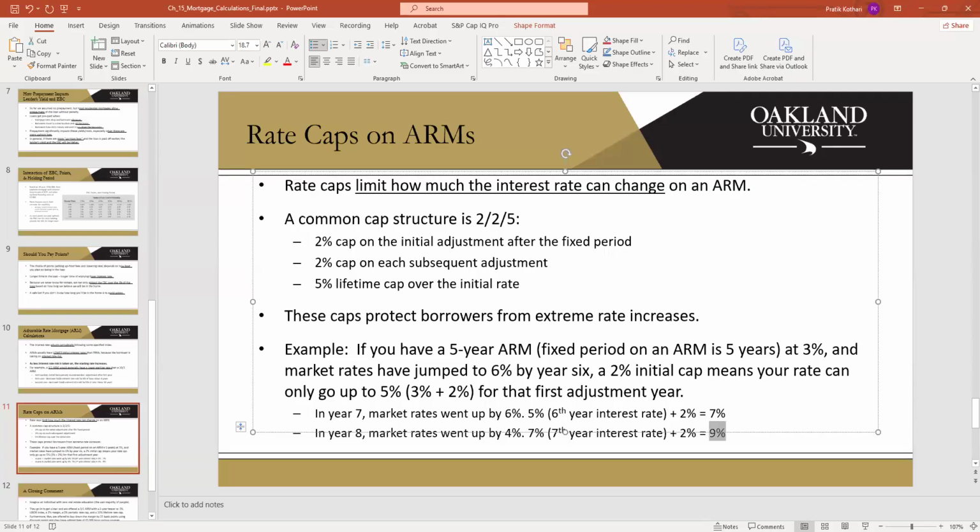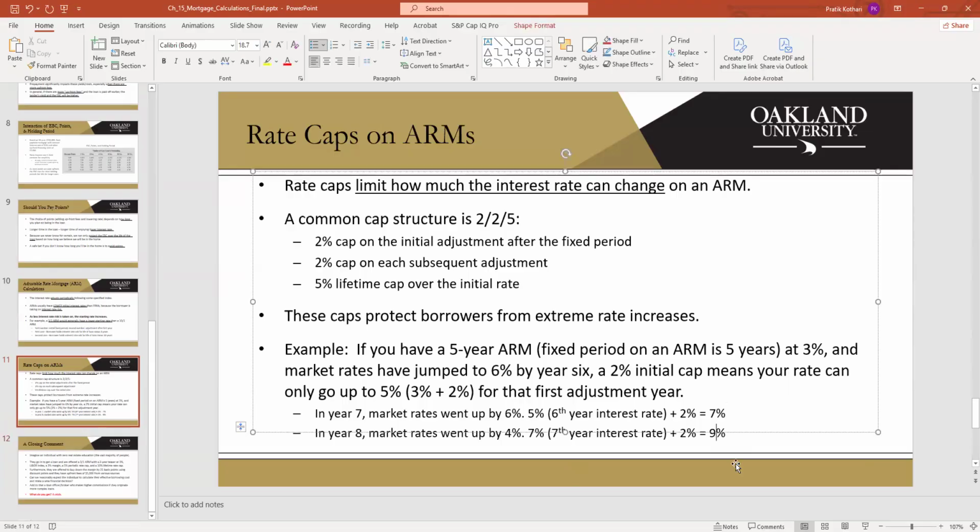But hold on a second. That means that I started off at 3% and now my rate is 9%. That doesn't make sense, because my rate can only increase over the term of the loan by 5% over the lifetime, right? So another cap will hit here and this will come down to 8% instead, not 9%, because the max cap of 5% just hit.